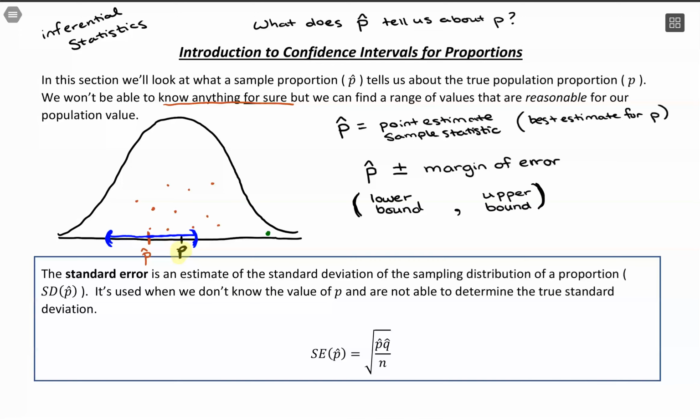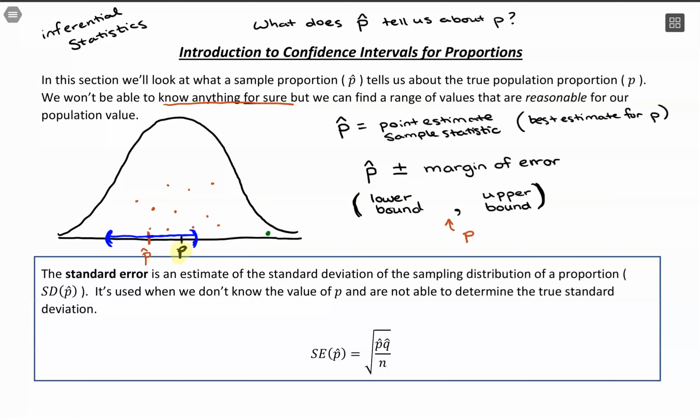So our sample statistic, this point estimate of p hat, is our starting point. That's going to be in the middle. But then what we would do is add a little bit of error, subtract a little bit of error to create a range of values that our population proportion should be in between. So the idea is that when we get this interval of a lower bound to an upper bound out, our true population proportion should be in that interval.